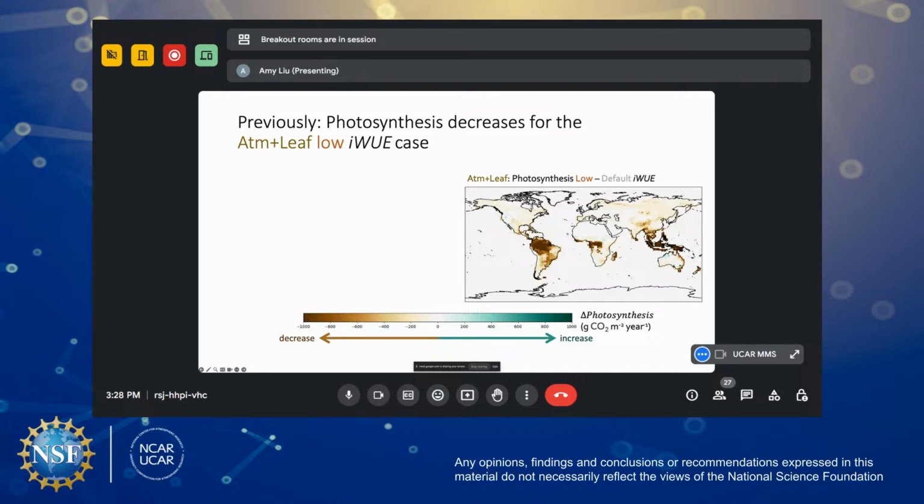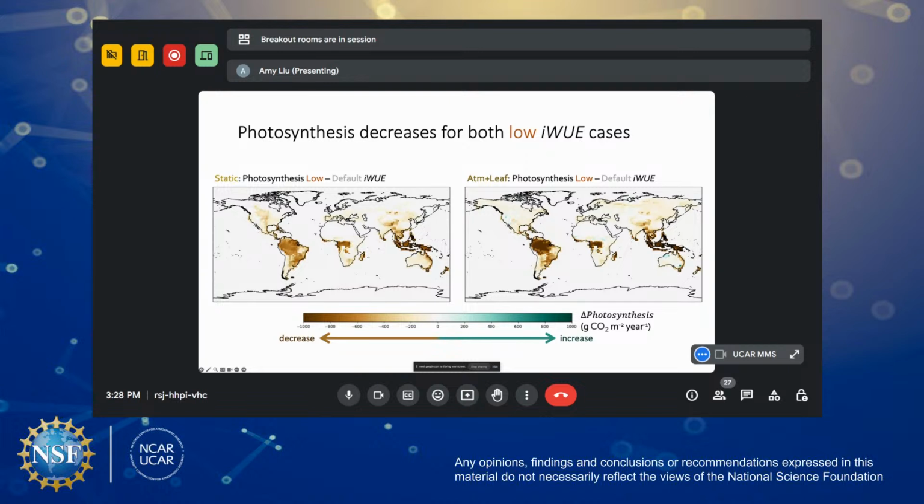So previously, we saw that photosynthesis decreases for the atmosphere plus leaf low intrinsic water use efficiency case. So our expectation or our null is that we see the same photosynthetic response for the static case. And that is what we see. We see the same spatial pattern, just a different magnitude. So photosynthesis decreases for both low intrinsic water use efficiency cases.